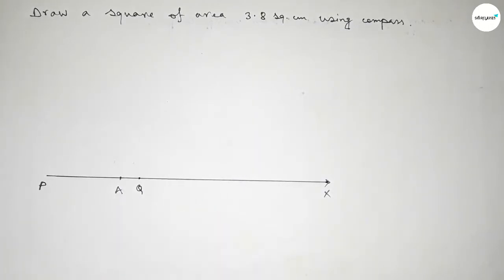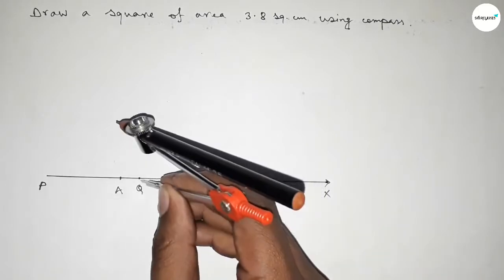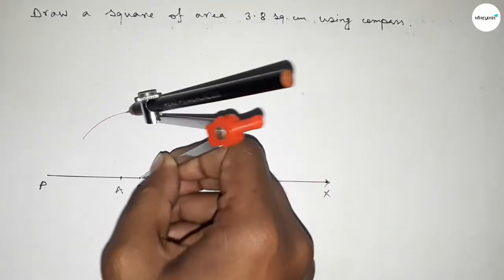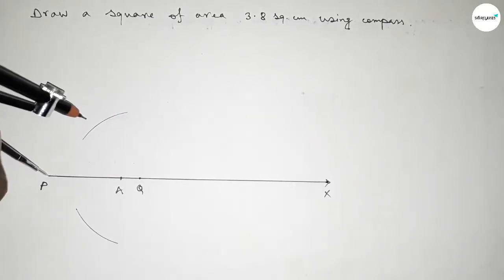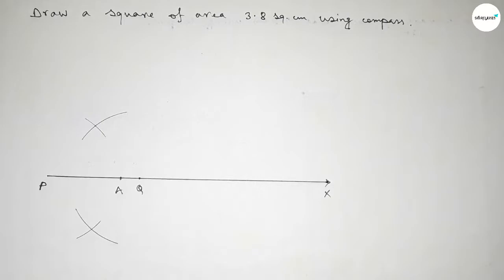So first we have to bisect the line PQ. So putting the compass on the point Q and taking greater than half of PQ and drawing an arc this way, with the same length putting the compass here and cut here and cut here. So both the curves intersect at 2 points.